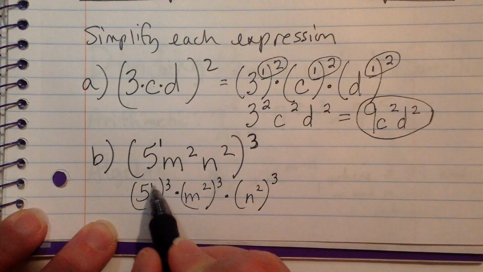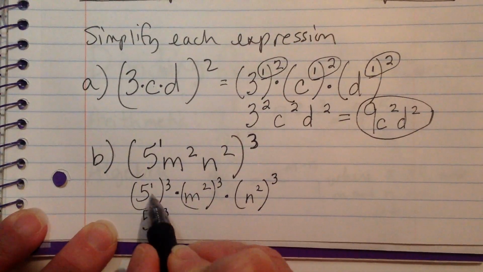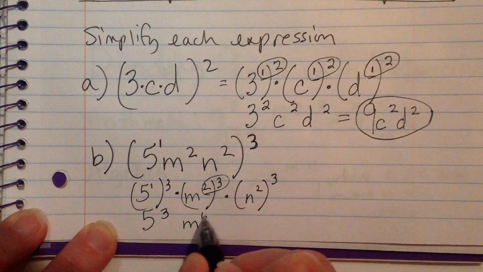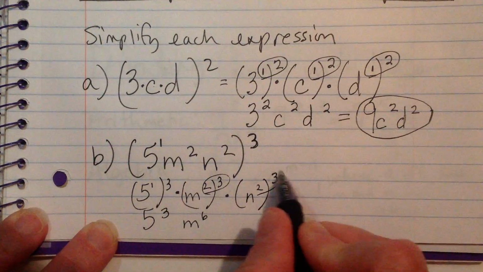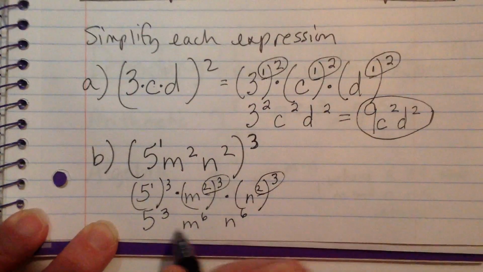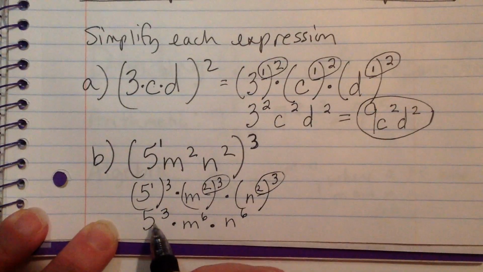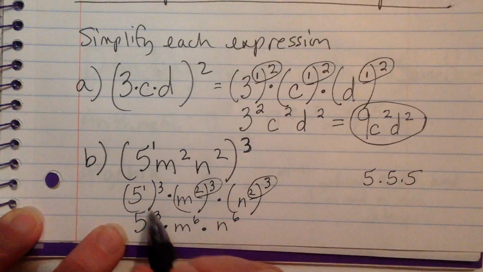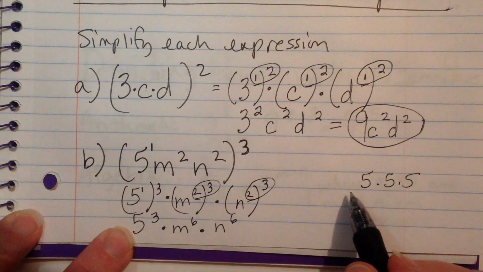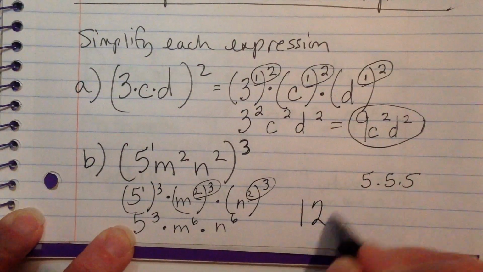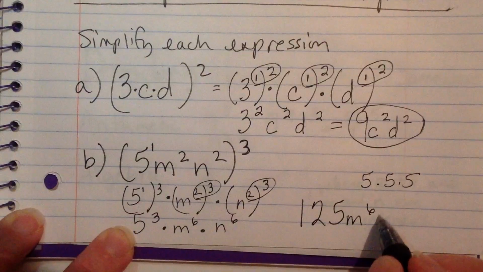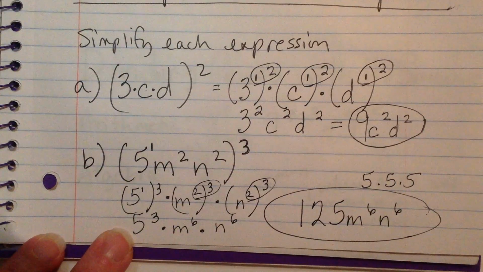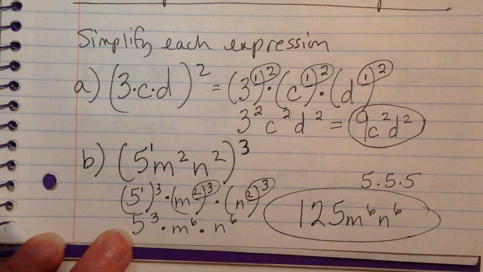Well, 5 to the first raised to the third power would give you 5 cubed if you multiply those exponents. Here, if we multiply these, 2 times 3 gives you m to the sixth. N squared to the third, multiply those, you get n to the sixth. Now, all of this is multiplied together. Now, 5 cubed, that's the same thing as 5 times 5 times 5. That is not 15. 5 times 5 is 25, and 25 times 5 gives me 125. M to the sixth, n to the sixth. So your final answer for B part is 125, m to the sixth, n to the sixth.